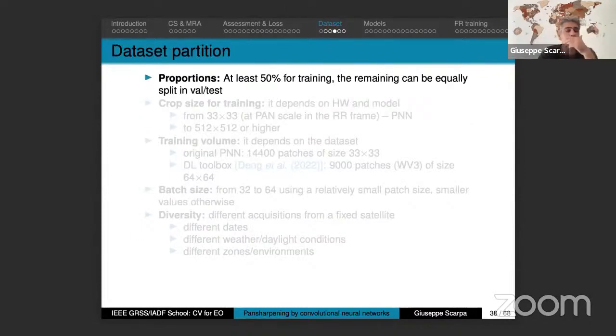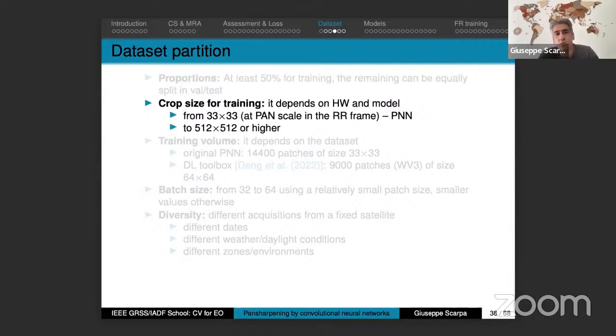Now, let's recall the fundamental principles to set up a balanced and representative dataset for an experimental validation. Firstly, given a volume of data, it is good practice to reserve the majority of the input-output samples to the training phase. The remaining part can be equally split between validation, for checking overfitting situations, and test.